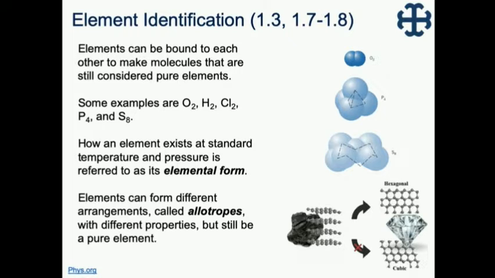And these different elements can make different arrangements of their atoms called allotropes that have very different properties but still be a pure element. So for example, graphite, basically pencil lead you use to write, is pure carbon arranged in sheets. And if we rearrange that pure carbon into a different pattern, this hexagonal or cubic pattern, then we would end up with a diamond, which we know is very different than graphite.